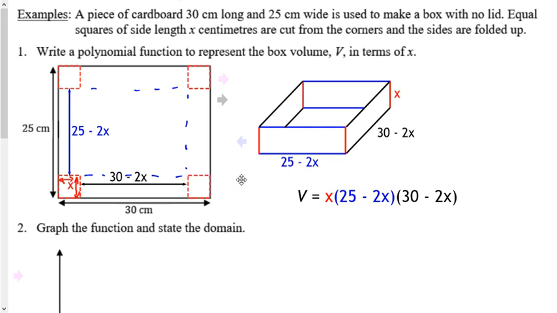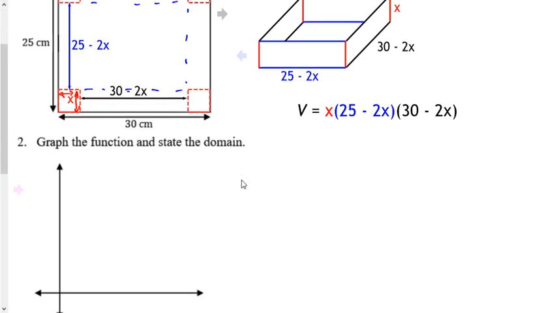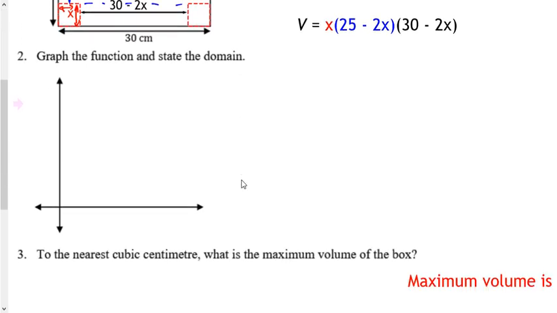Question number 2 asks us to graph the function and state the domain. Just like in that construct understanding question we did at the beginning, there's no need for us to expand this polynomial, and in fact, it's better if we don't. Because if I don't expand it, then I can find the zeros of this polynomial.